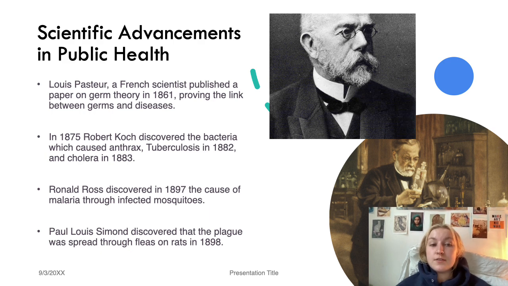Ronald Ross discovered in 1897 the cause of malaria through infected mosquitoes and how it spreads, which enabled future scientists to combat the disease. Paul-Louis Simond discovered that the plague was spread through fleas on rats in 1898. This dispelled all other former theories about the cause of disease, such as miasma.